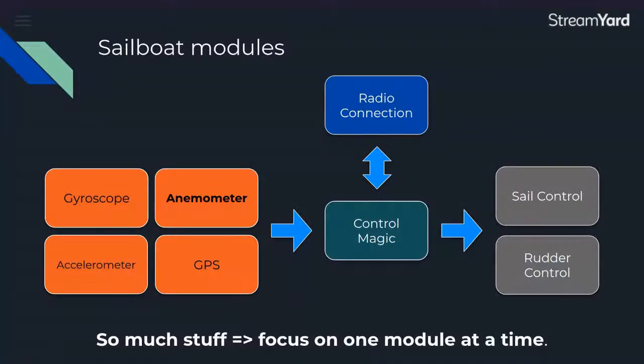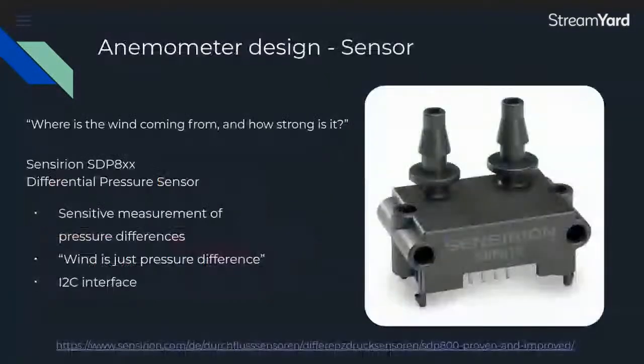And I decided to focus on the most unknown first, which is the anemometer. That's the wind sensing device. And just to zoom in a little bit on the sensor that I'm going to be using, this is a basic differential pressure sensor that just senses the differential pressure between the two inputs. And for that, it's not interesting what the physical properties are. The driver has a great data sheet.